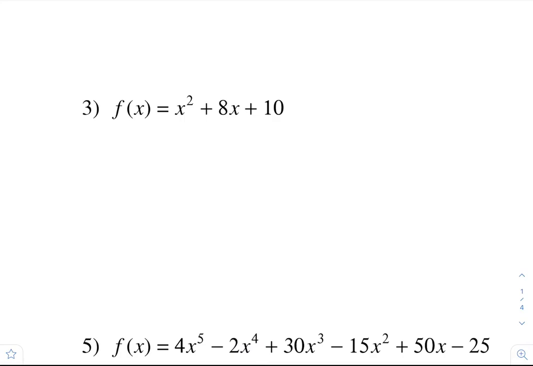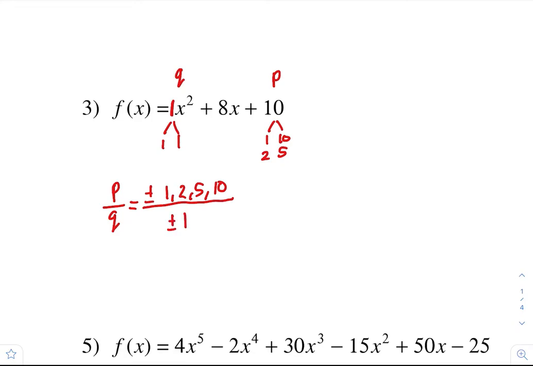Number 3, here's our p, there's our q, that's a coefficient of 1. So all our factors of our p, so 1 and 10, 2 and 5. All our factors of q, just 1 and 1. So our p over q list is plus or minus 1, 2, 5, and 10, all the factors of 10, over plus or minus 1. So 1 over 1, plus or minus 1, 2 over 1, 2, 5 over 1, 5, 10 over 1, 10. And those are all our possible rational zeros.